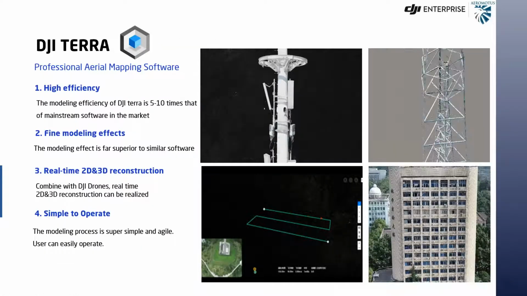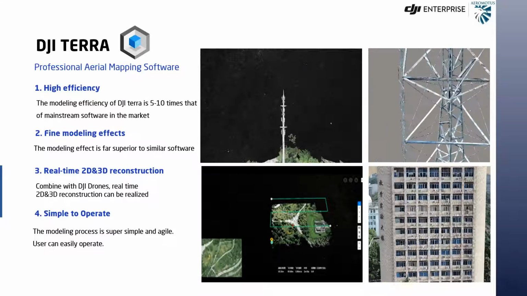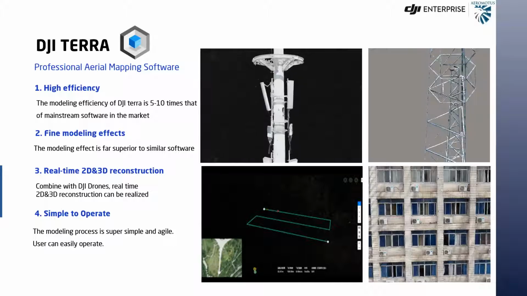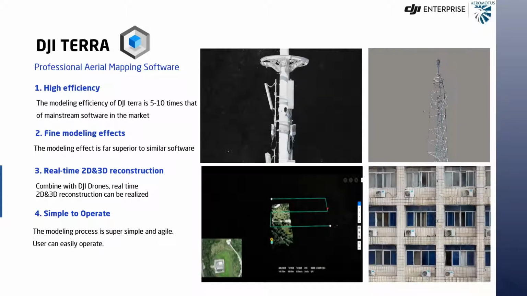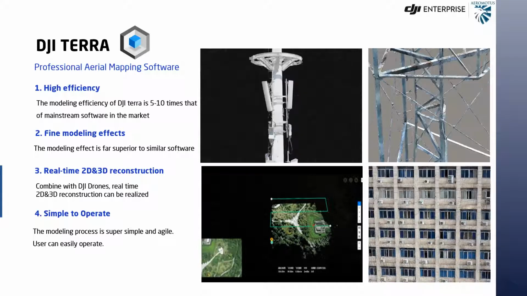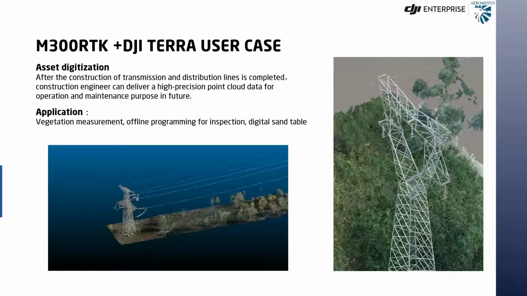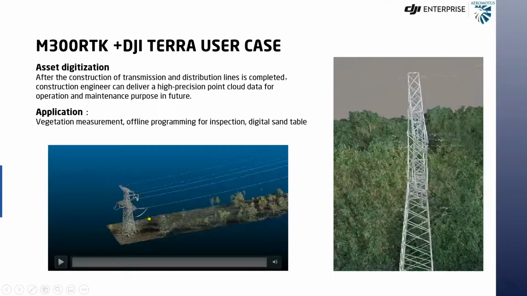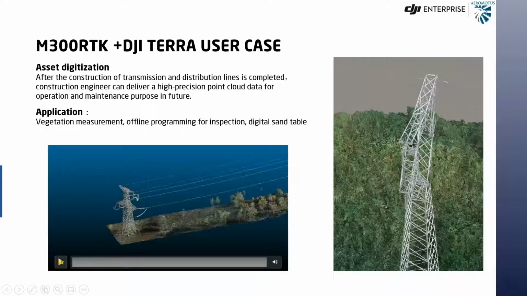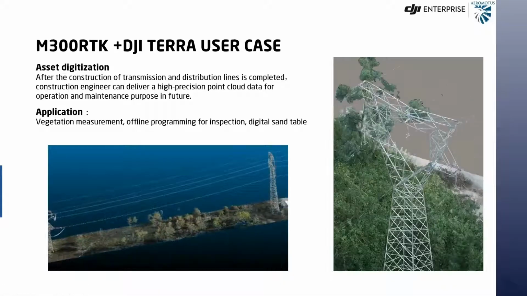As you've seen, DJI Terra is a very powerful software, able to handle many thousands of images, and it's able to do faster reconstruction and processing compared to other platforms. You can also use DJI Terra to do vegetation measurement in terms of power lines and forests, and create a single 3D model of the transmission tower.